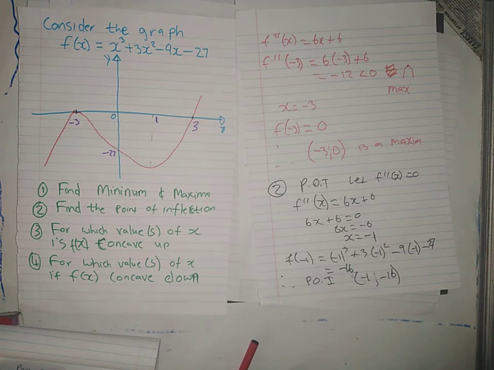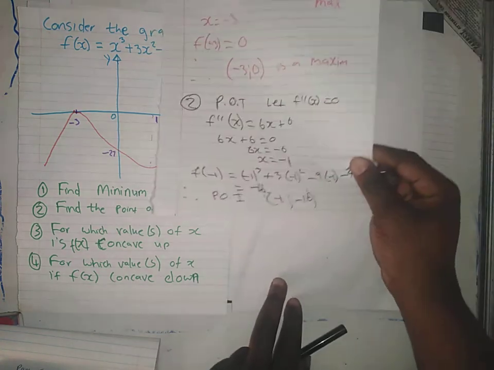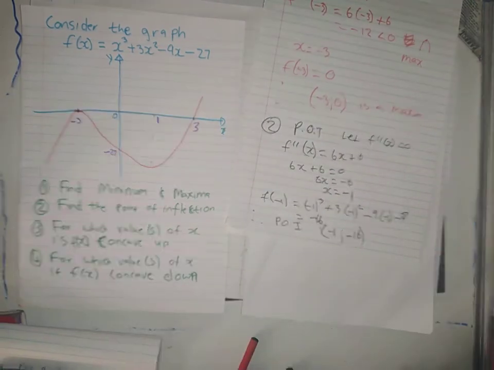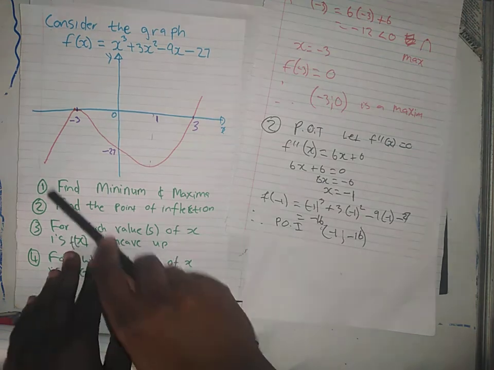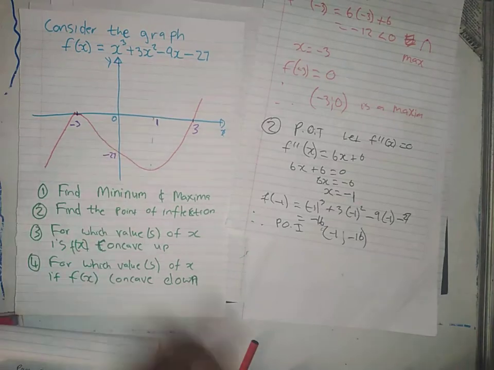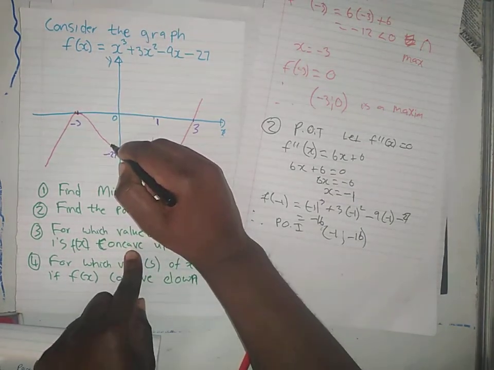Okay, and then the last question: for which values of x is f at x concave down? That is the last question that we are going to bring. Now I want you to look at this very, very carefully. I want the values of x for which the graph is concave down, and we can all see that the graph is concave down here along these points. Okay, and then somewhere here there is a point of inflection. The point of inflection is here.